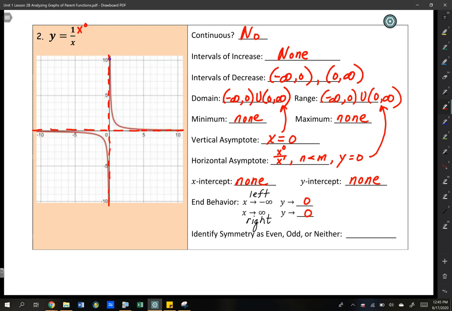Identify any symmetry. Are we reflecting over the y-axis to make it even, reflecting about the origin to make it odd, or neither? Well, it should be odd. So if we reflect over the y-axis, it would look like this, right? And then if we reflect again over the x-axis, we're going to be right back where we started. So we know that this function is odd. We reflect about the origin.